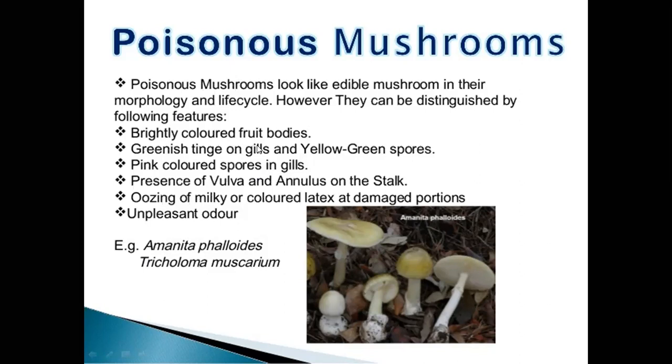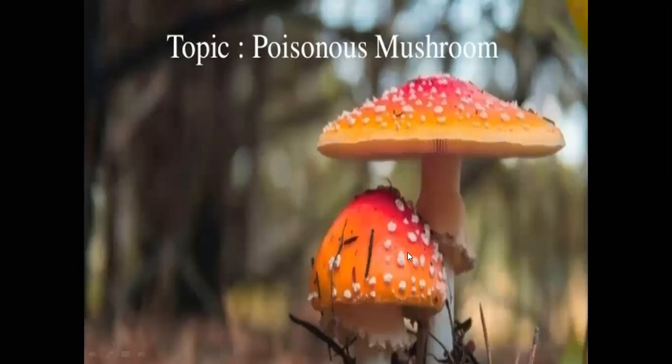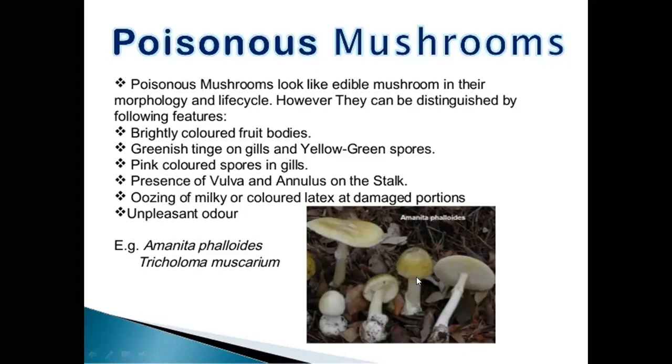Brightly colored fruit bodies. It is a characteristic feature of poisonous mushroom. अब ये भी देखा हम लोगों ने कि जो poisonous mushroom होते हैं वो brightly colored होते हैं. देखो यहाँ पे एकदम red color दिखाई दे रहा है, उसके बाद orange color, और उसपे बहुत ही अच्छे velvety form में white color के कुछ spots दिखाई देंगे. ठीक है, so it is the attractive bright colored bodies.